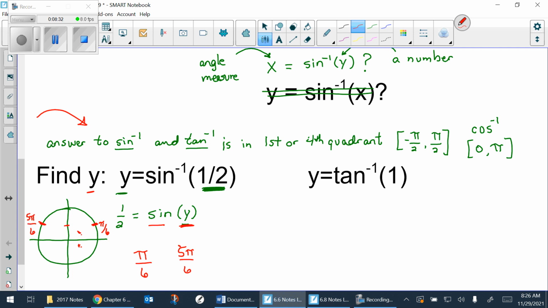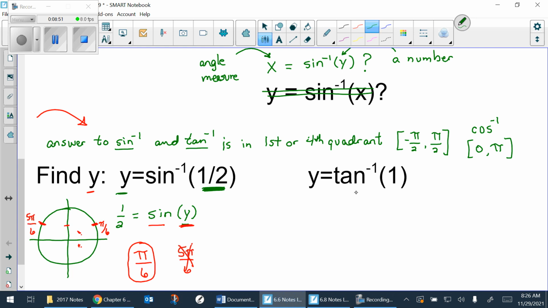So I'm not going to write 5 pi over 6. I'm going to say that the angle that causes the sine to be 1/2, that angle is pi over 6. All right, well, that's going to take a little getting used to.